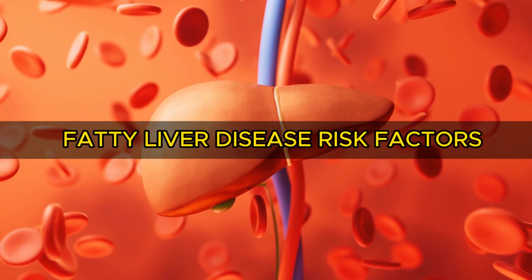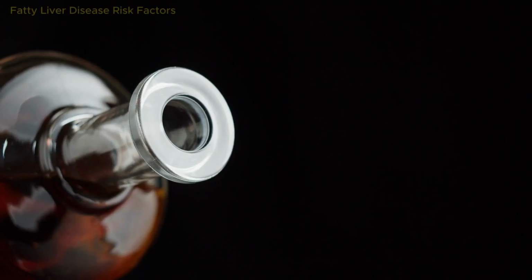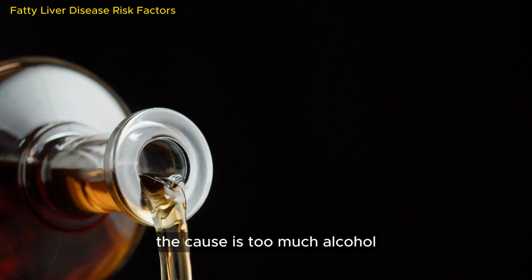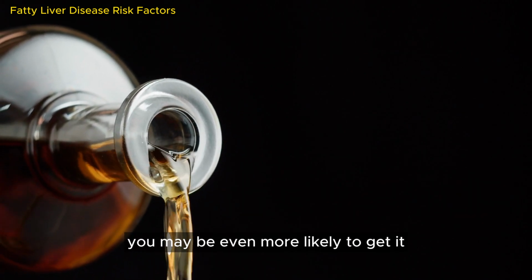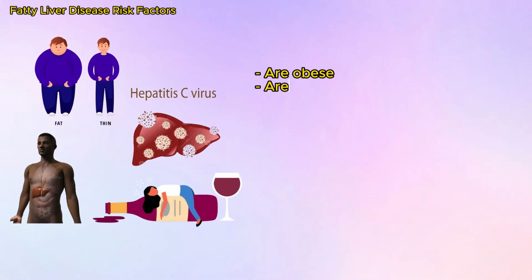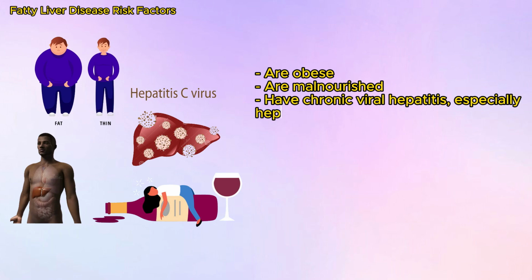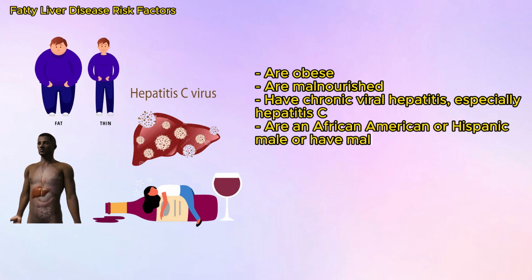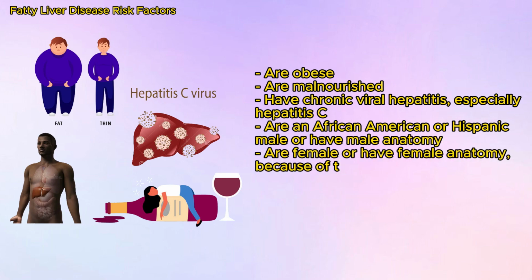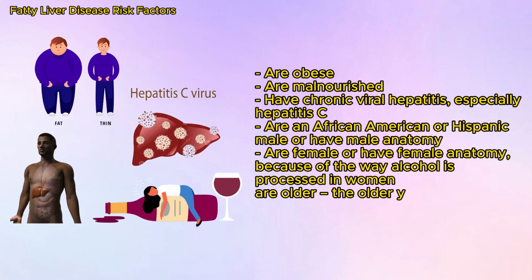Fatty liver disease risk factors. For ALD, the cause is too much alcohol. You may be even more likely to get it if you drink a lot and are obese, are malnourished, have chronic viral hepatitis, especially hepatitis C, are an African American or Hispanic male, or have male anatomy, are female, or have female anatomy, because of the way alcohol is processed in women, are older.